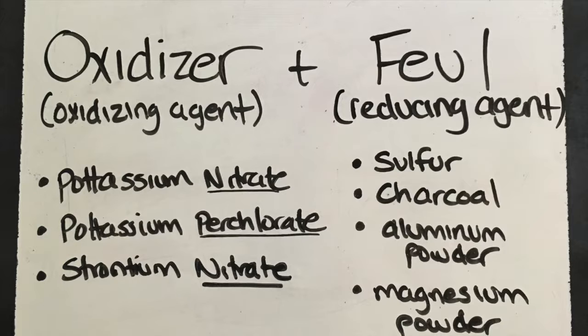For our oxidizer, typically fireworks use potassium nitrate, potassium perchlorate, or strontium nitrate. For fuel, they use sulfur, charcoal, aluminum powder, or magnesium powder.